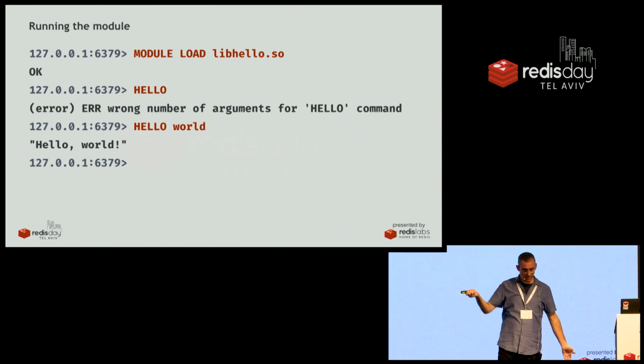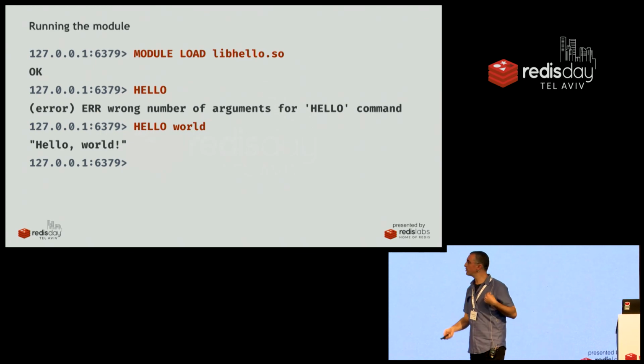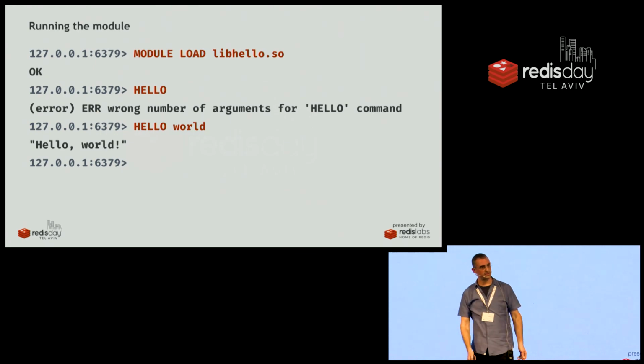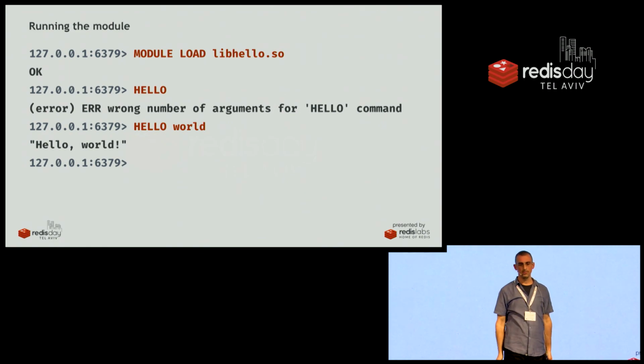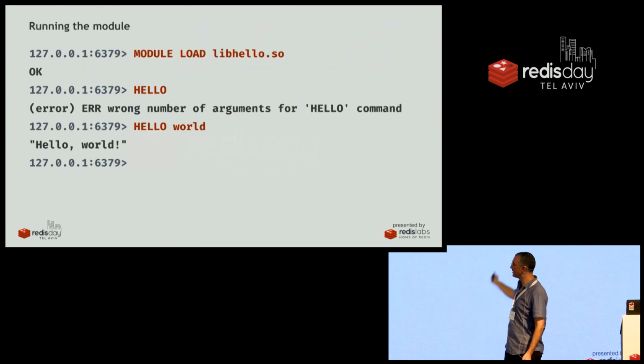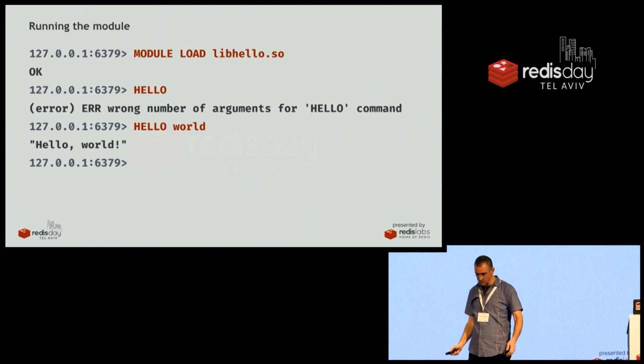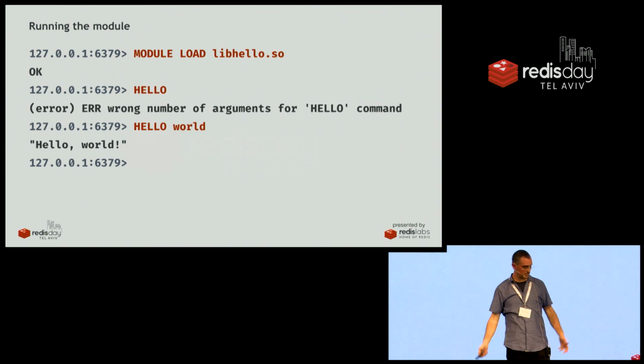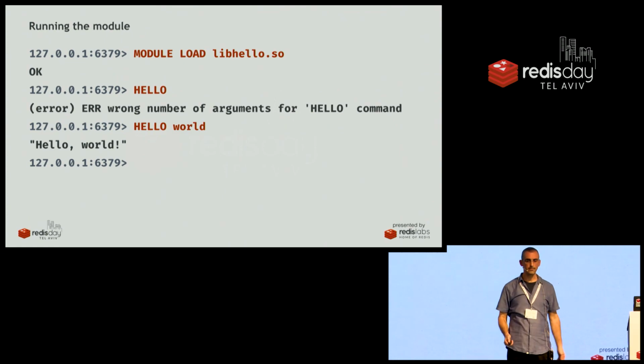Here's how we use it. We go to the Redis CLI, we say module load libhello.so or dylib, depending on your operating system. We say hello. It says, sorry, you're missing the argument. Wrong arity, just returns the standard Redis error message. And if we give it the correct value, it's great. It gives us a greeting.